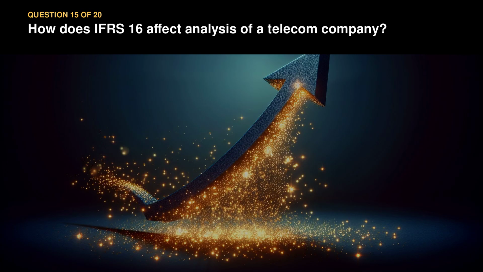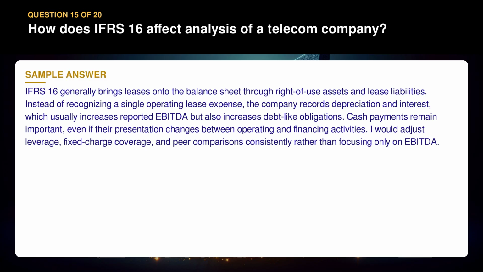Question 15. How does International Financial Reporting Standards 16 affect analysis of a telecom company? International Financial Reporting Standards 16 generally brings leases onto the balance sheet through right-of-use assets and lease liabilities. Instead of recognizing a single operating lease expense, the company records depreciation and interest, which usually increases reported EBITDA but also increases debt-like obligations. Cash payments remain important, even if their presentation changes between operating and financing activities.